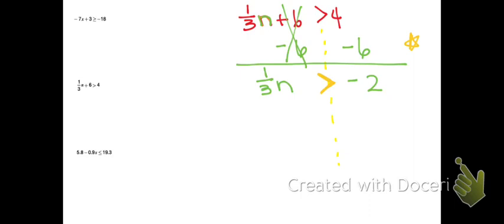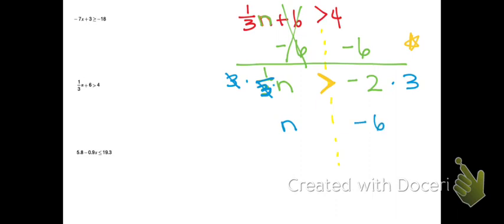Now we need to undo this multiplying by 1/3. To undo multiplying by a fraction, you can multiply by its reciprocal, because 3 over 3 and 1 over 1 cancel. Or I like to think of this as 1 divided by 3, and I'm going to undo this dividing by 3 by multiplying by 3, because 3 divided by 3 is 1. And I'm left with 1n. What you do on one side, you have to do to the other. So I'm left with 1n, or n, and negative 6.